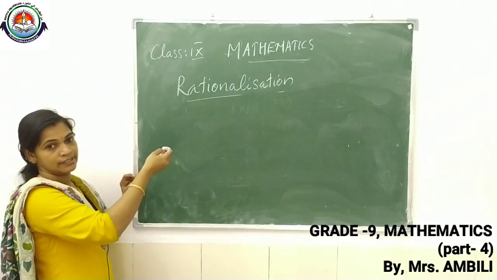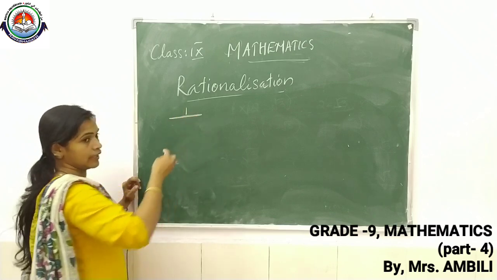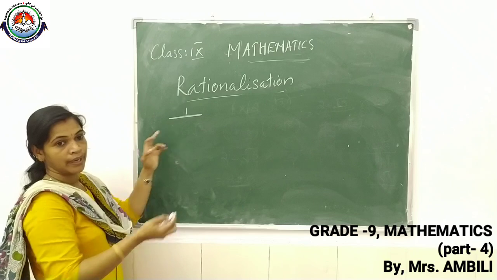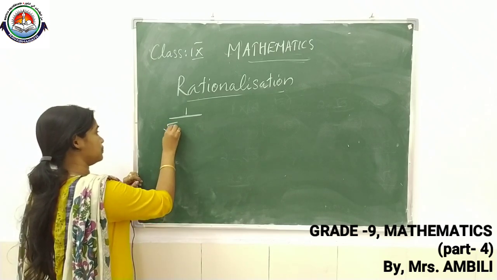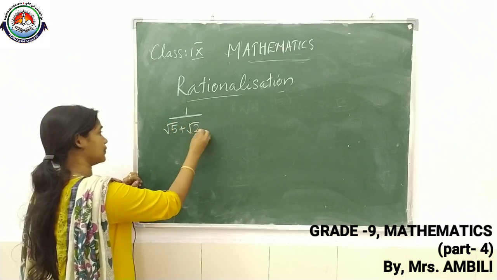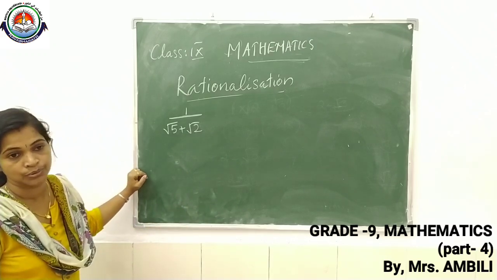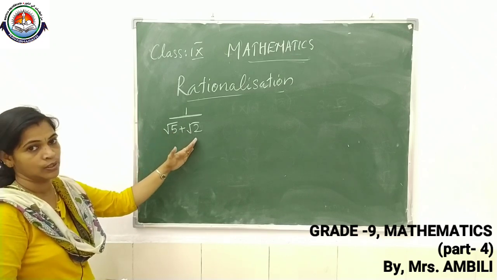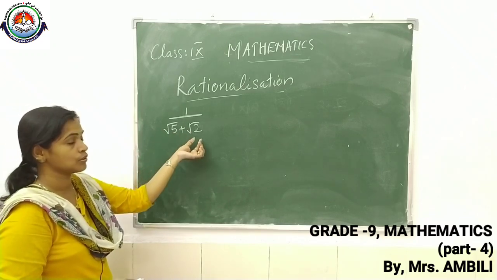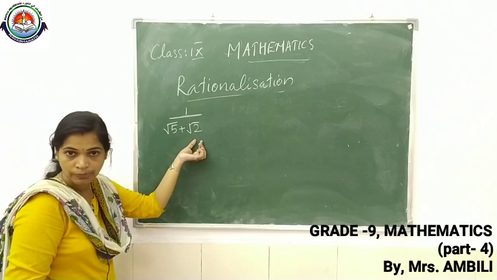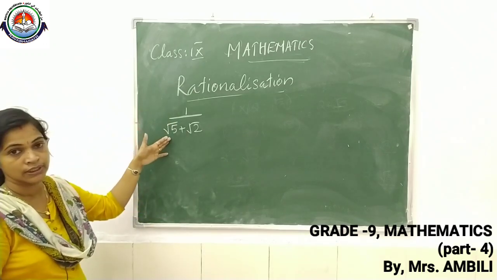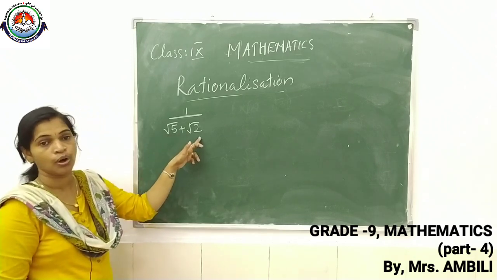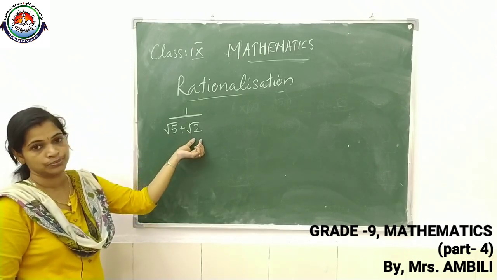Then one more question we can do. You can also do it with me. Take one book and write the question. That is 1 by root 5 plus root 2. Write the question 1 by root 5 plus root 2. What is the denominator here? Root 5 plus root 2. So we need to multiply the numerator and denominator with root 5 minus root 2, the conjugate of root 5 plus root 2.